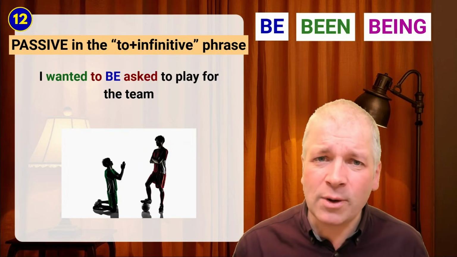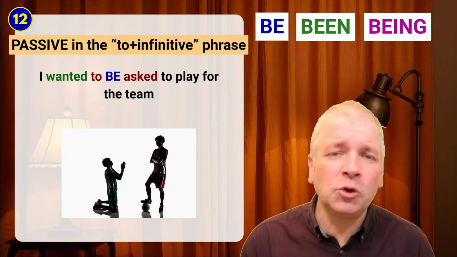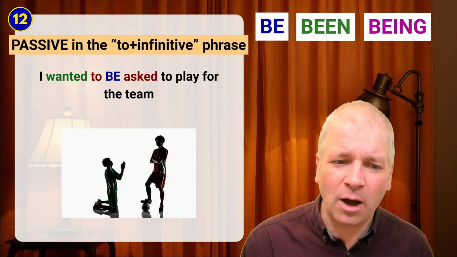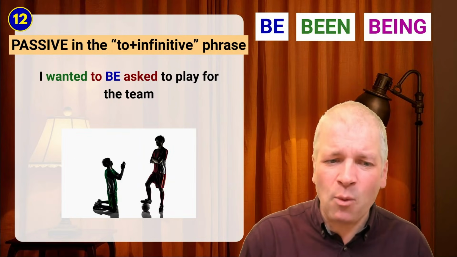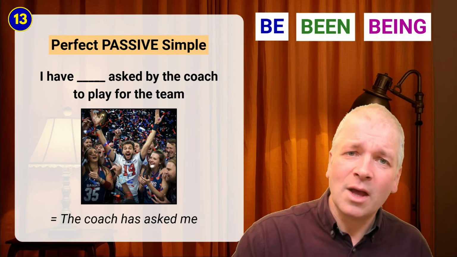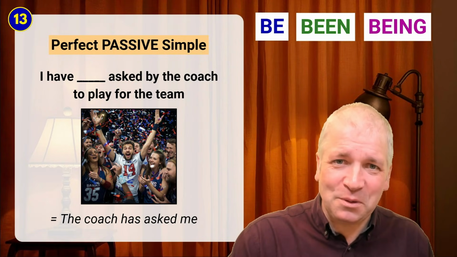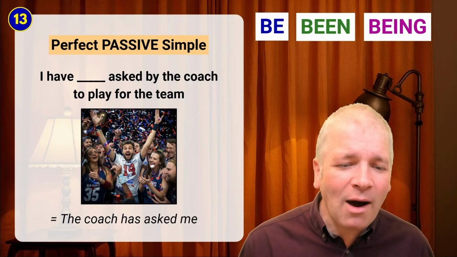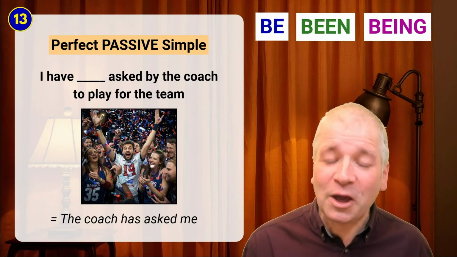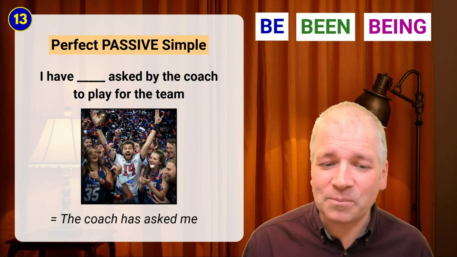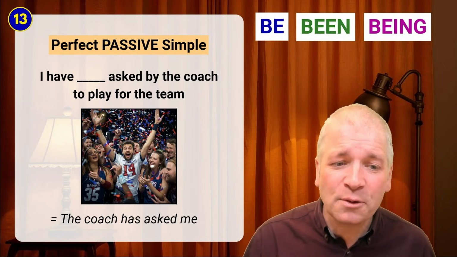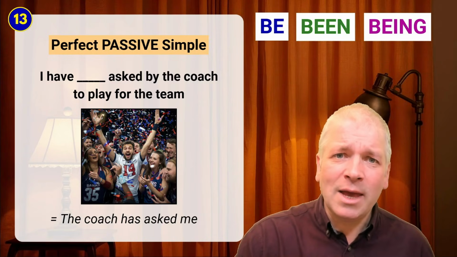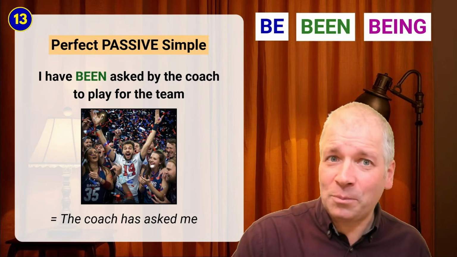Now, it's important to note here that wanted is followed by to plus infinitive, which we'll come to in a moment, and that affects the choice of the structure here. But after I wanted to, in the passive form, I wanted to be asked. What about the perfect passive simple? And this is a man who's got what he wanted. I have something asked by the coach to play for the team. The meaning here really is the coach has asked me. But which form of to be do we use in that gap here? It is: I have been asked by the coach to play for the team.